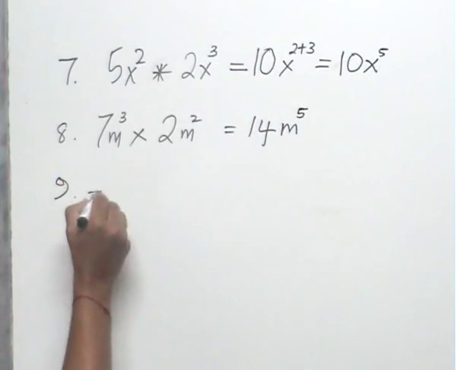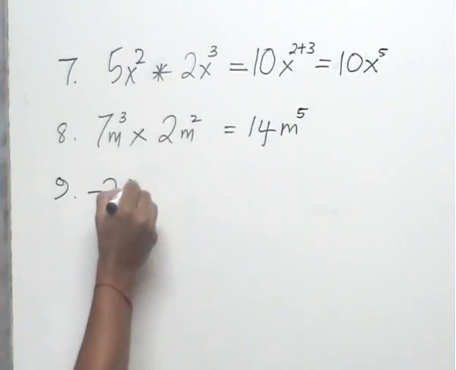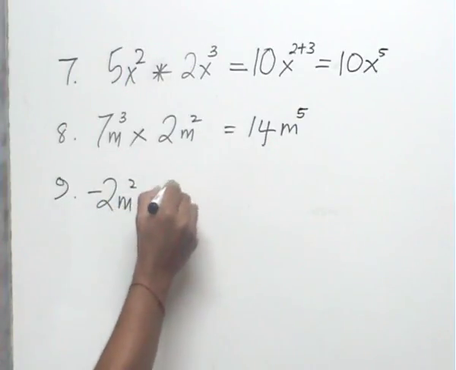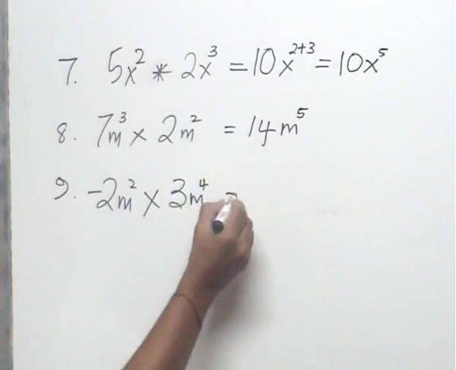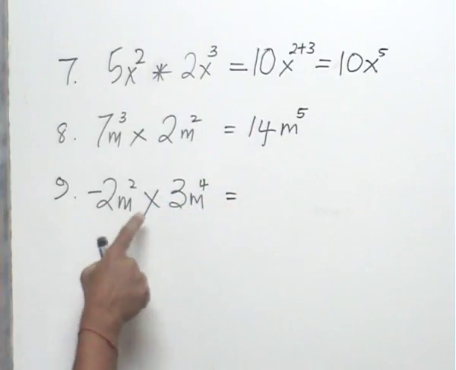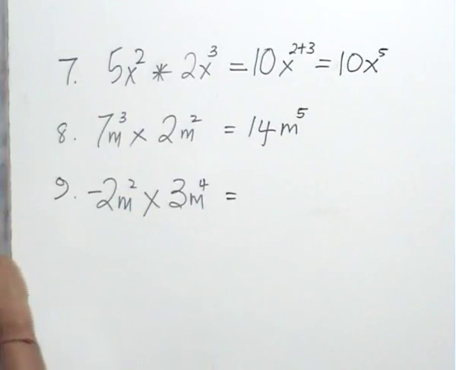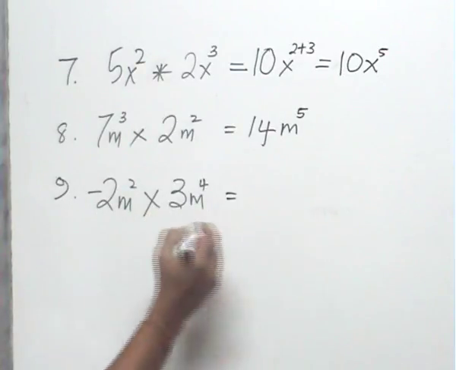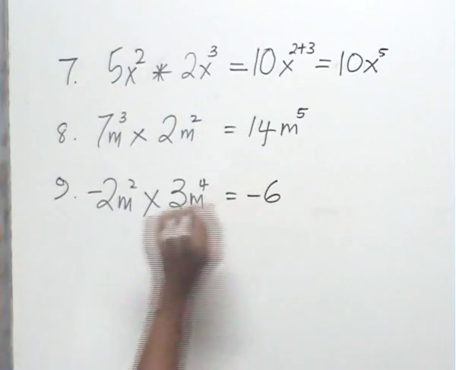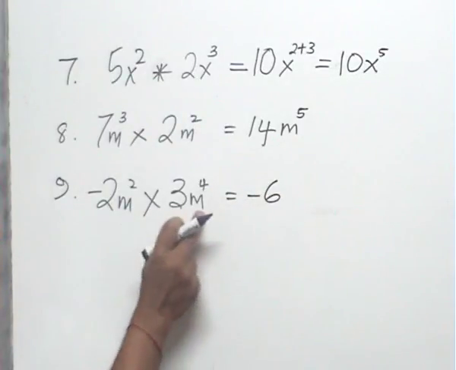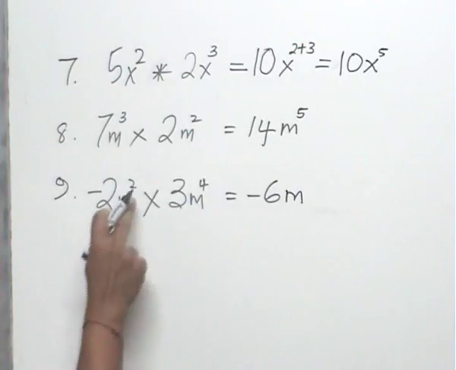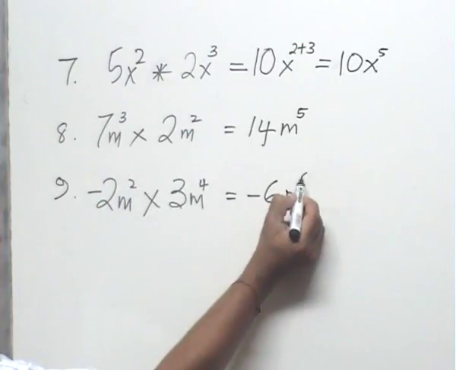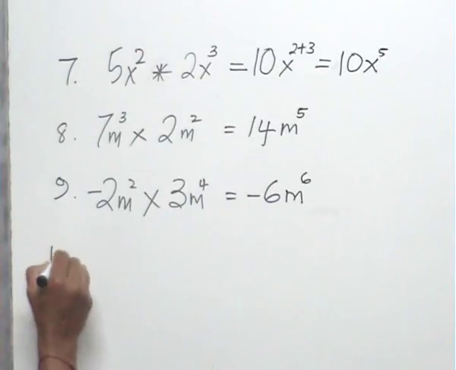Number 9, now be careful: minus 2m squared times 3m to the 4. Now you've got a minus 2 times 3. So remember your integer rules. Minus 2 times 3 will give you minus 6. And then for the powers, write down the common base m and add the indices. 4 plus 2, 6. Let's do another.